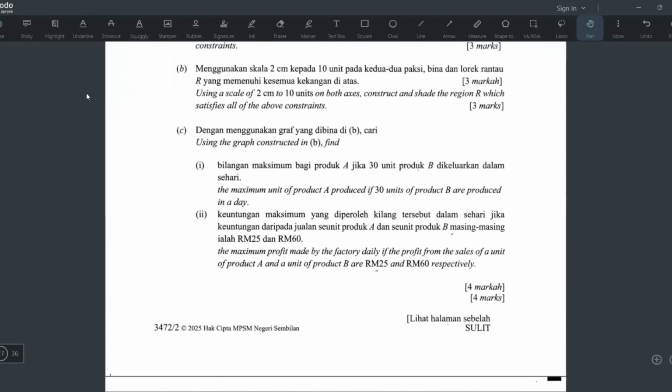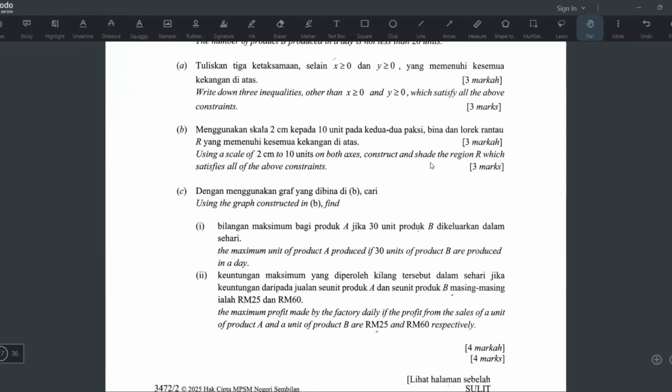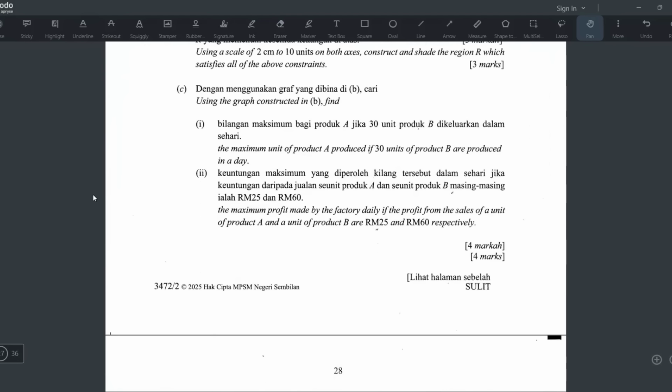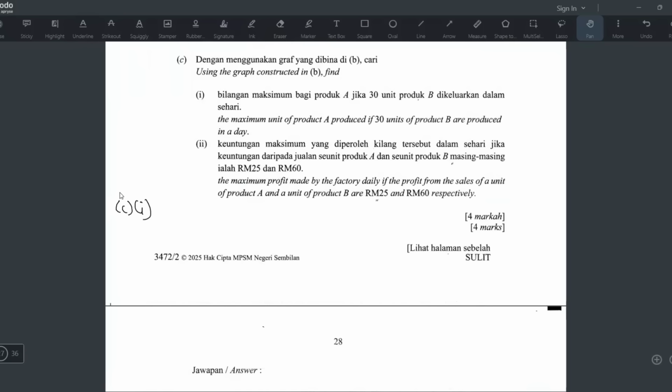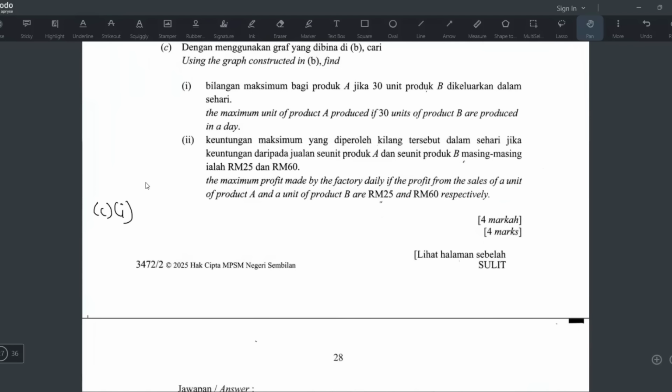Okay, so part B says construct and shade the region R. Sudah siap. So A sudah siap, B sudah siap. Now is for the C. Okay, for C mesti ada satu soalan yang dia akan suruh awak slide. Ya, dia memang suka tanya the sliding question. The one where you have to draw the dotted line and then slide cari maximum or minimum macam tu, right?